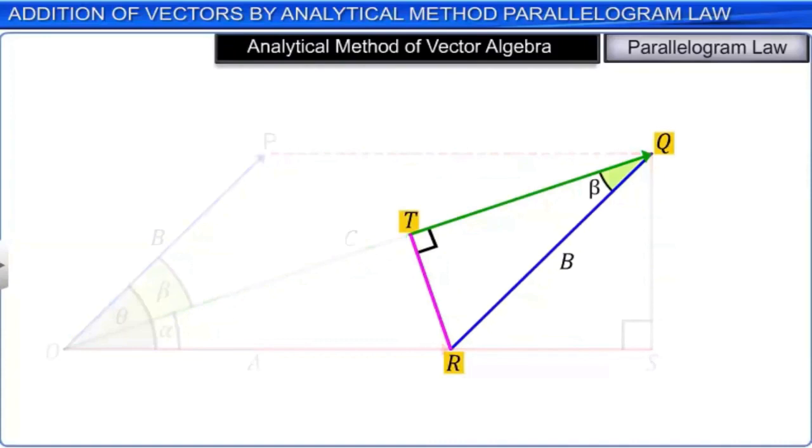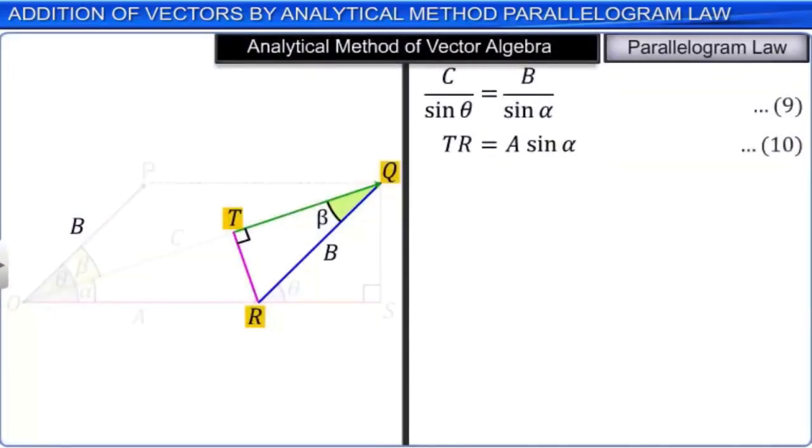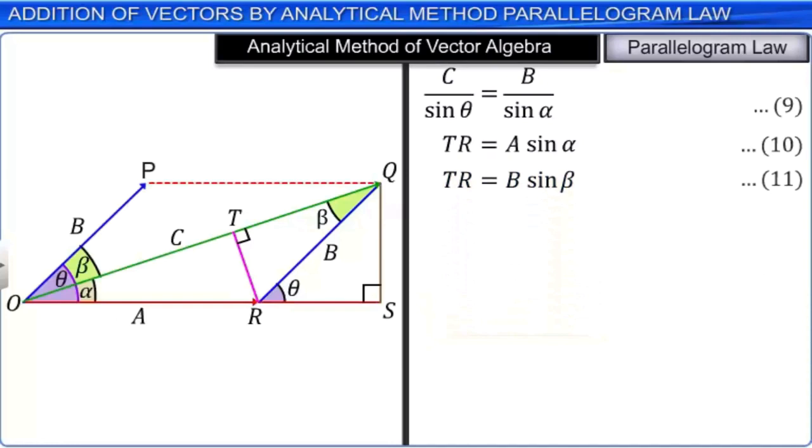Now let us take the other triangle, that is TQR. So we are going to find the theta value, sine theta. So sine theta is equal to TR by QR. We know the QR value as B. So sine theta is equal to TR by B, or you will have the value of TR as B sine beta, which will be taken as equation 11. Now we are going to compare all these values.